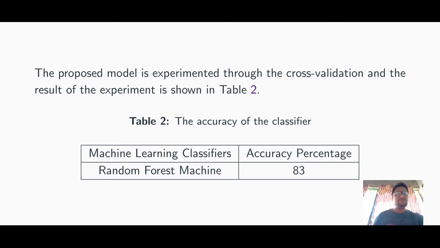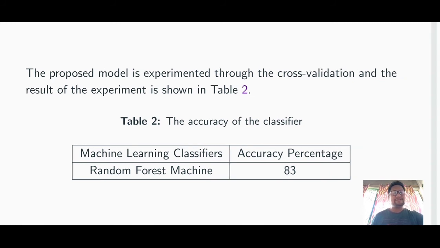So in the experiment, we have used the classification algorithm called random forest, and we experimented with cross validation. Cross validation means, suppose we have used 10-fold cross validation. 10-fold cross validation means we have to divide the dataset into 10 parts. One part is taken as testing, and the other 9 parts are taken as training. This way we give 10 iterations, and after that we find the average of the scores, and finally we are getting 83%.